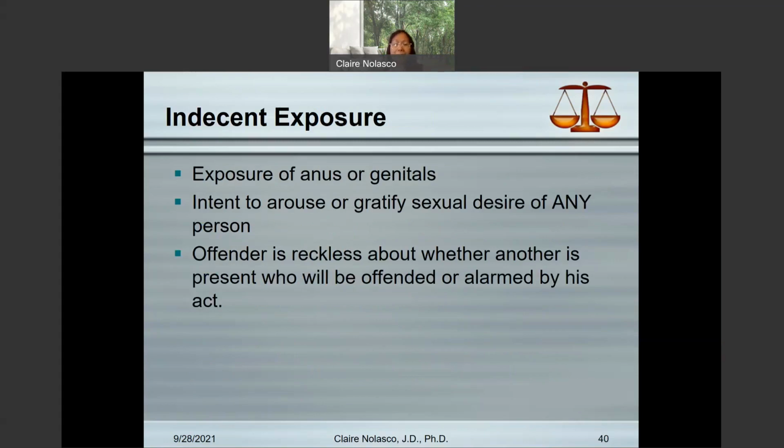Okay? Indecent exposure is the exposure of anus or genitals with the intent to arouse or gratify sexual desire of any person. The offender in this case would be reckless about whether or not another is present who will be offended or alarmed by his act. Okay, so if any person, for example, downtown exposes his anus or genitals and he wants to arouse or gratify his sexual desire, and he's reckless about whether or not there are spectators or any other person who are present and who would be alarmed by his exposure, he would be liable for indecent exposure.